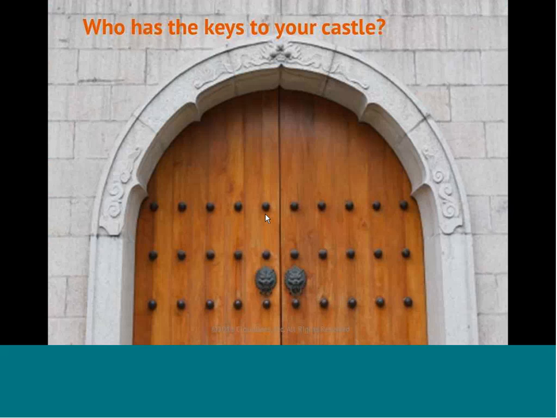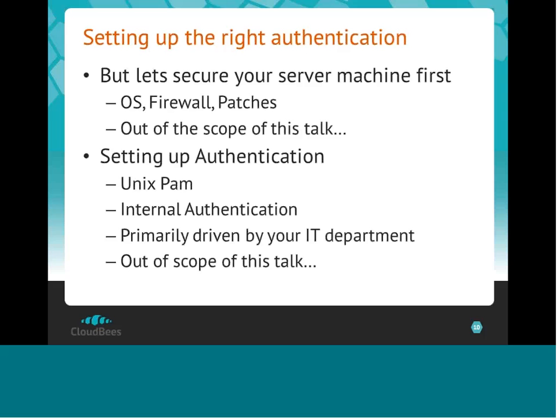So let's look at what it means to secure your Jenkins installations and your Jenkins jobs, right? So the first step with security is really setting up the right authentication, and this really starts off with your machine level things, right? You set up your Jenkins server on a particular server.